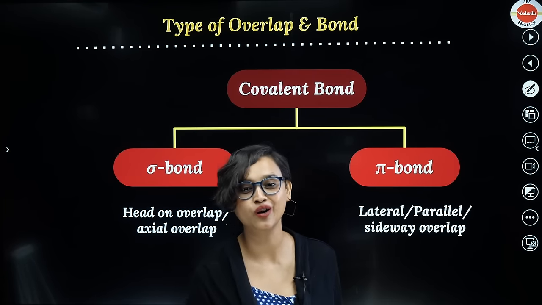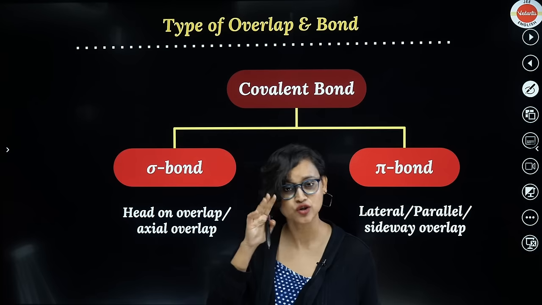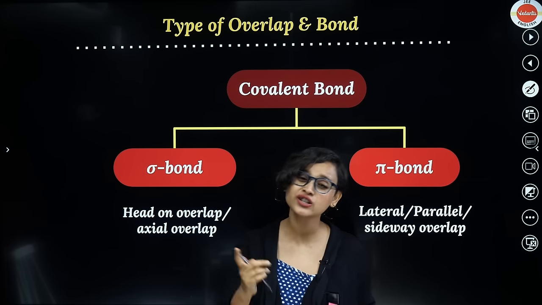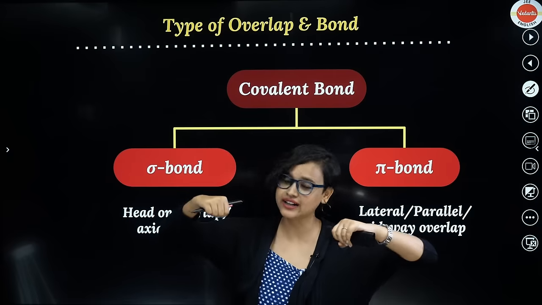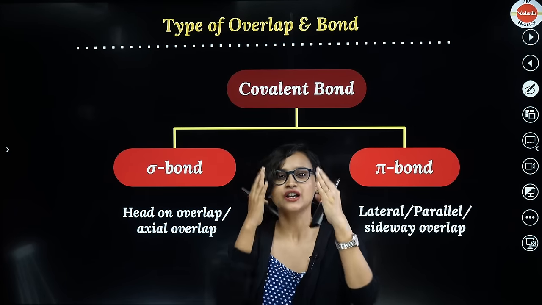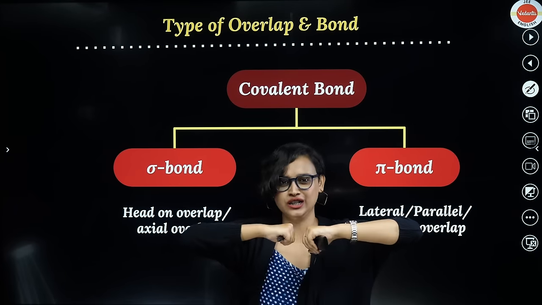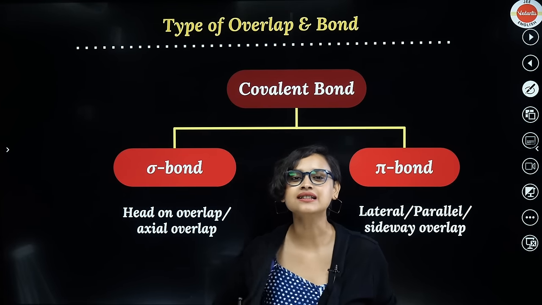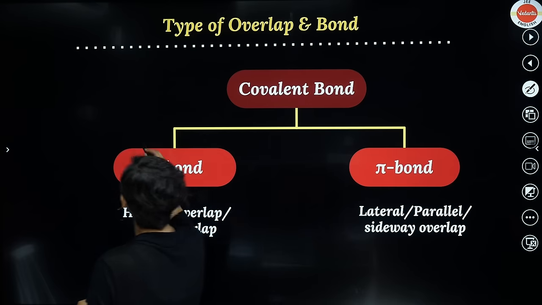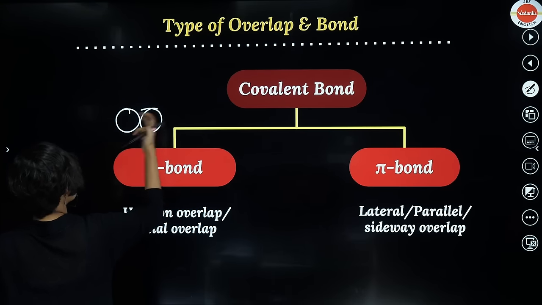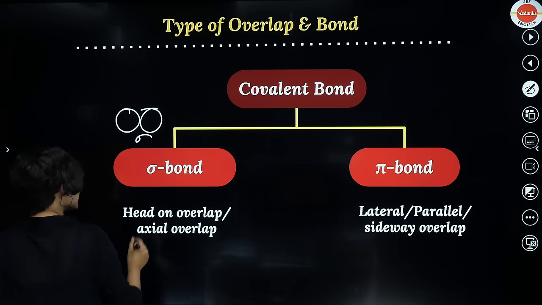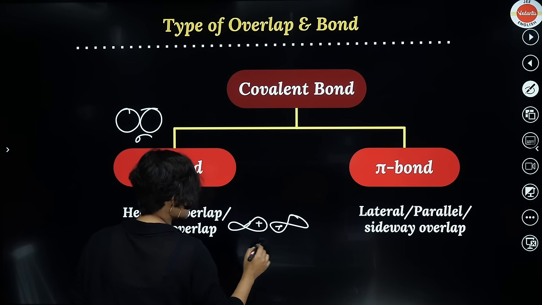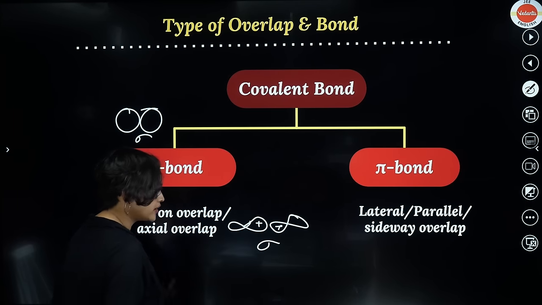Now we come to the type of overlap and bond. So a covalent bond forms, right? When a covalent bond forms, you just saw the coaxial and collateral, right? Either it can be like this or it can be like this. So when it is a head-on collision, when two heads are coming together, it's called a sigma bond. For example, if an s and an s come together like this, it's a sigma bond. If it is a p like this and a p like this, plus and plus, this is also a sigma bond.